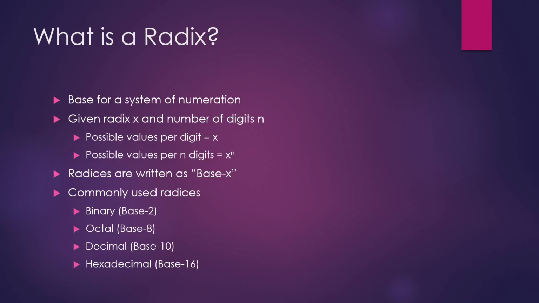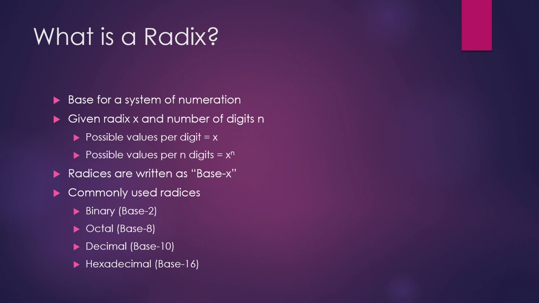So getting into it, what is a radix? A radix is a base for a system of numbers in the shortest possible definition. So we're used to the decimal system, which is base 10. So each digit has 10 possible values. For a given radix, we'll call that x, and a number of digits, which we'll call n, the number of possible values per digit is x. So if you have a base 10 system, there's 10 possible values per digit. If you have a base 16 system, there are 16 values per digit.